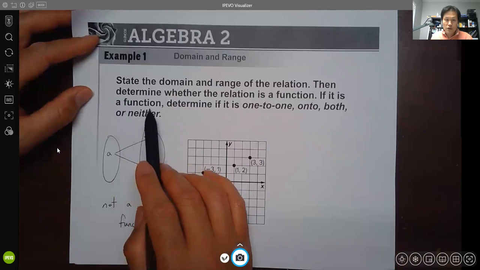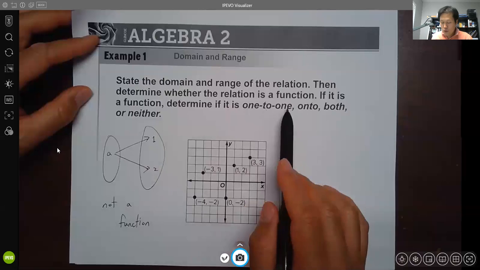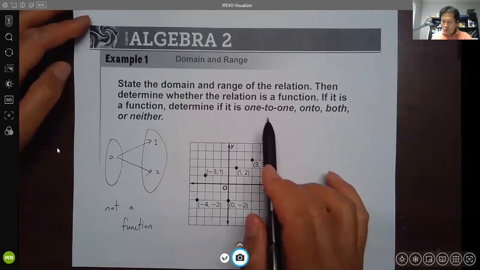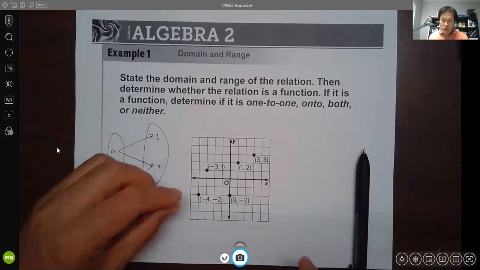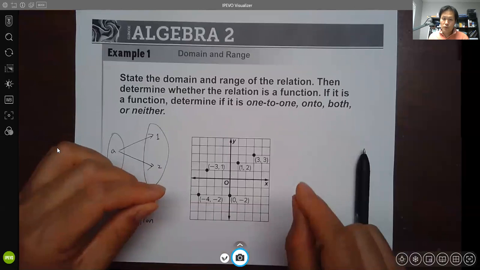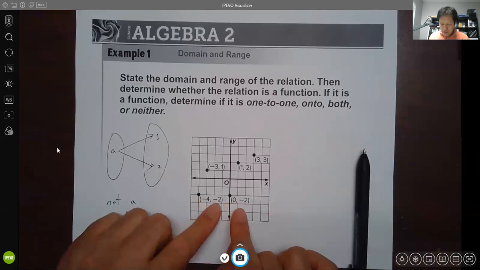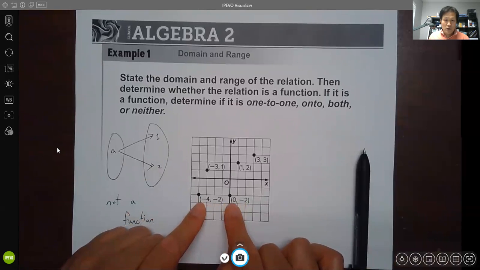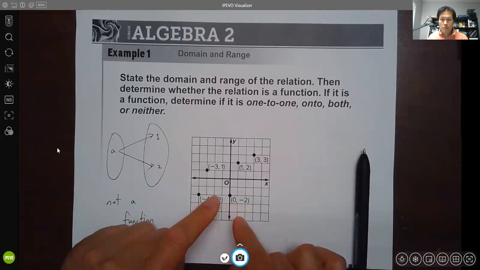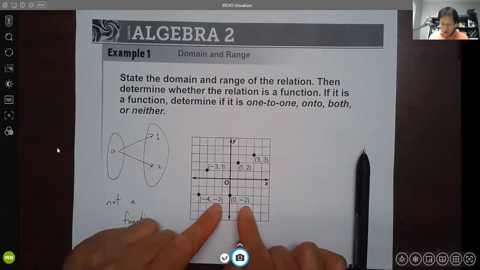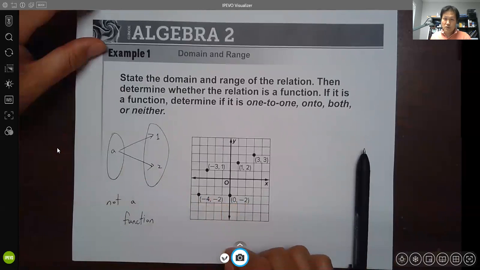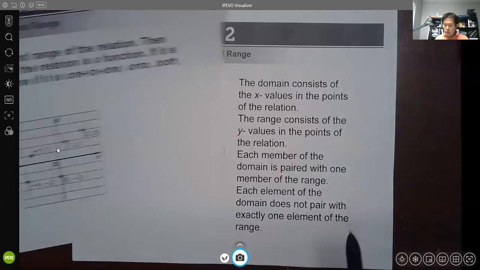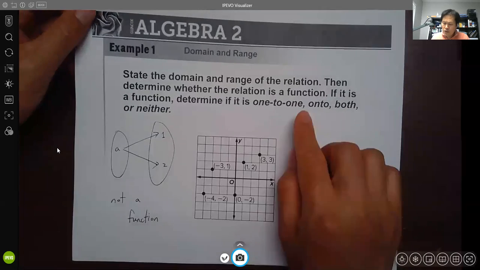If it is a function, determine if it is one-to-one, onto, both, or neither. One-to-one function means only one input connected to only one output. That's not the case with this. You see the output of -2 has 2 different inputs. So inputs of 0 and -4 both end up with one output. So one output is connected to 2 different inputs. It's not a one-to-one function.